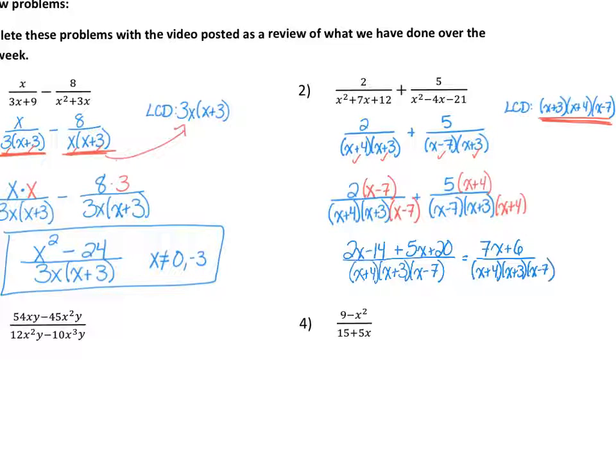Ask yourself, can that numerator be simplified any further? Doesn't look like it can, so we're just going to leave it. And the last thing is to state what your restrictions are. Again, that comes straight from the LCD. So x cannot equal -3, -4, and +7.